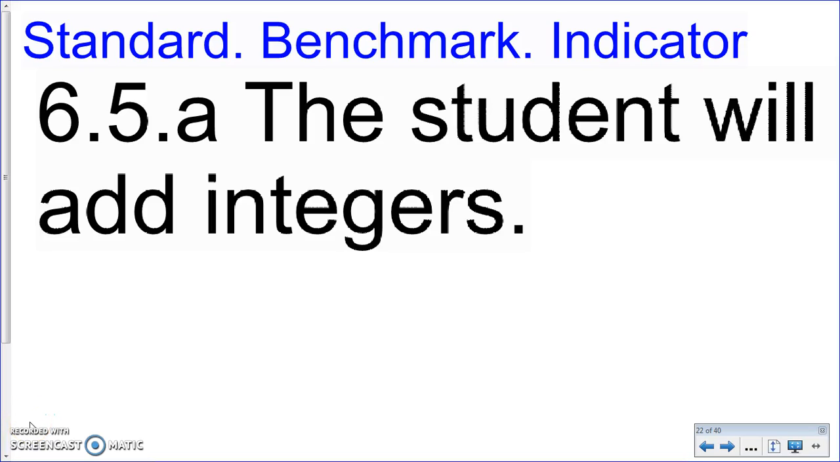Today we are starting integer operations. Please copy down the standard benchmark indicator on a clean page in your math notebook. The student will add integers.